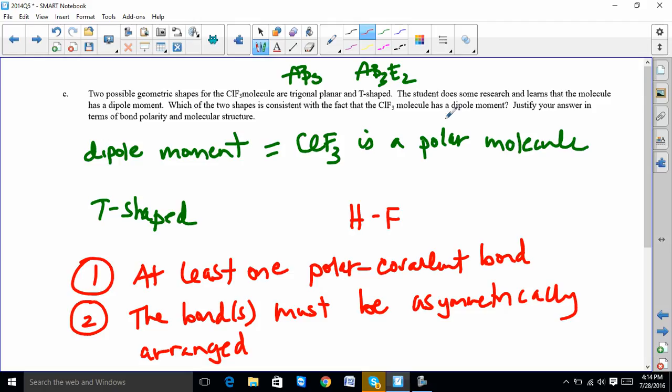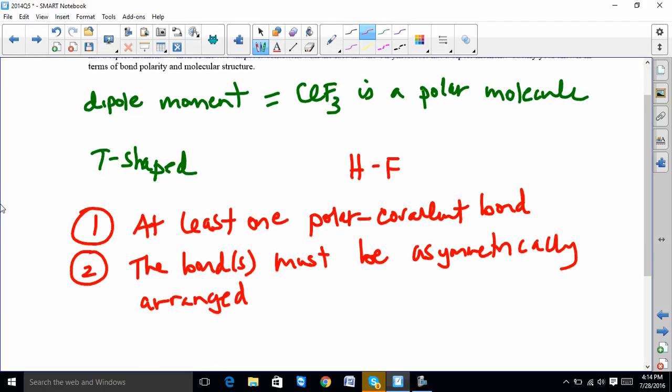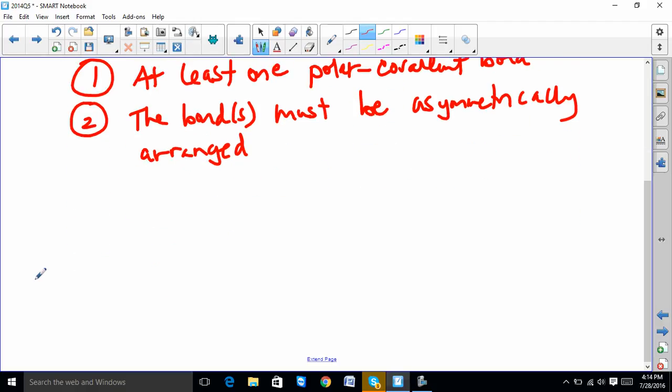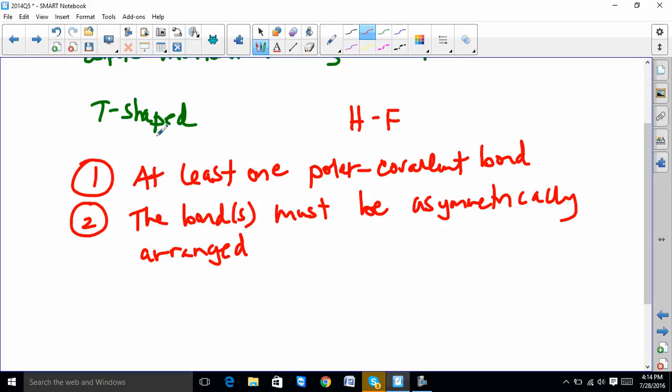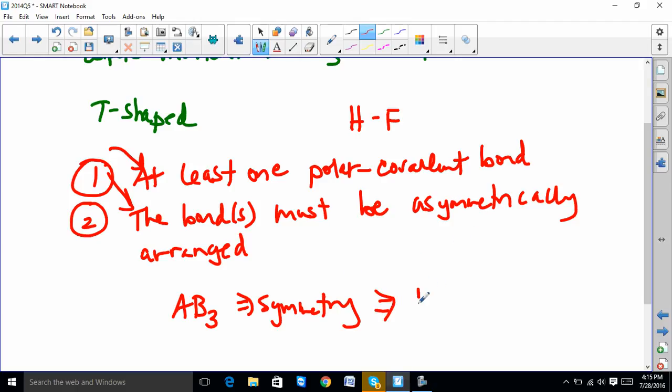which of the 2 shapes is consistent with the fact that ClF3 has a dipole moment? And the answer is T-shaped. And then your justification is because in order to have a polar molecule, you need to have these 2 things. And AB3 has symmetry. What happens is those shifts all cancel, and so the molecule does not have a positive side and a negative side. AB3 has symmetry, and if that was the shape, that would result in a nonpolar molecule.